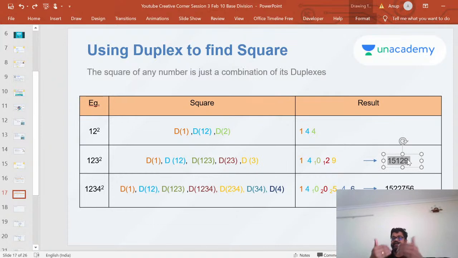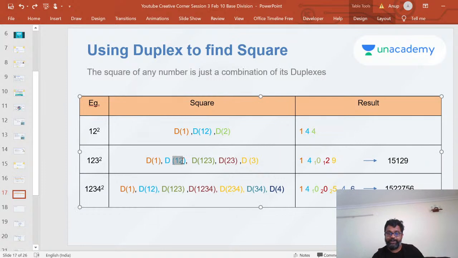I would have explained it in like 3-4 steps, but this you will do instantly with a pen and paper. When you write it, you will be doing it much faster, right? First you'll find out the duplex of 1, then the duplex of 1 2, then 1 2 3, 2 3 and 4. Now with the 4-digit number, obviously it's going to be a little longer step, okay?